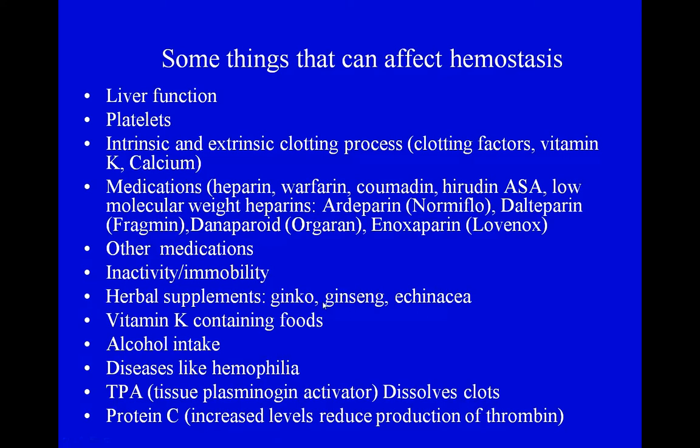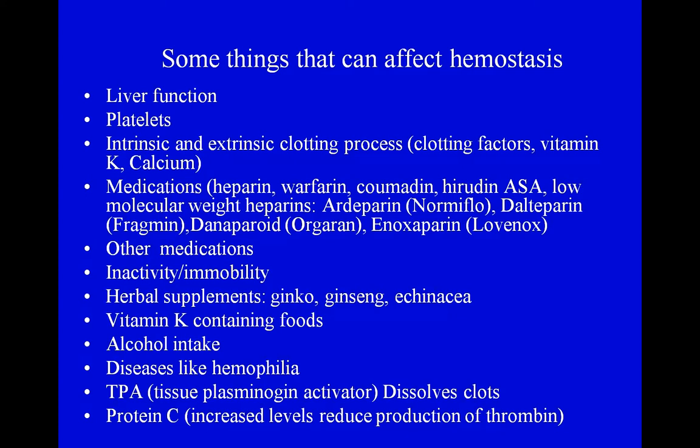Herbal supplements like ginseng and echinacea that people take to prevent a cold, they can make your blood less likely to clot. Vitamin K containing foods, and we've got vitamin K up here also. Vitamin K affects the clotting process. And in fact, if my bleeding time gets too long, one of the things they could give me is vitamin K. So vitamin K makes my blood more likely to clot. And vitamin K containing foods are things like green vegetables, your broccolis, your spinach.